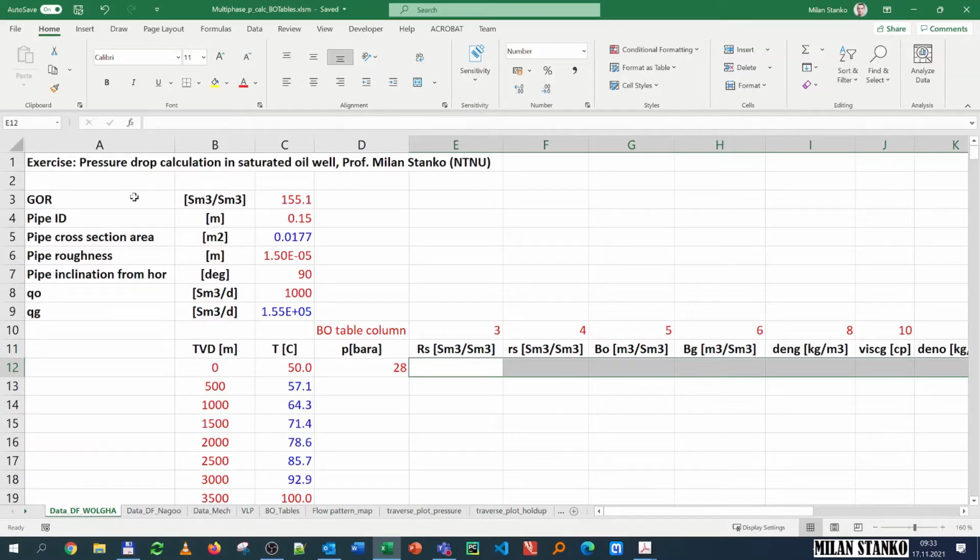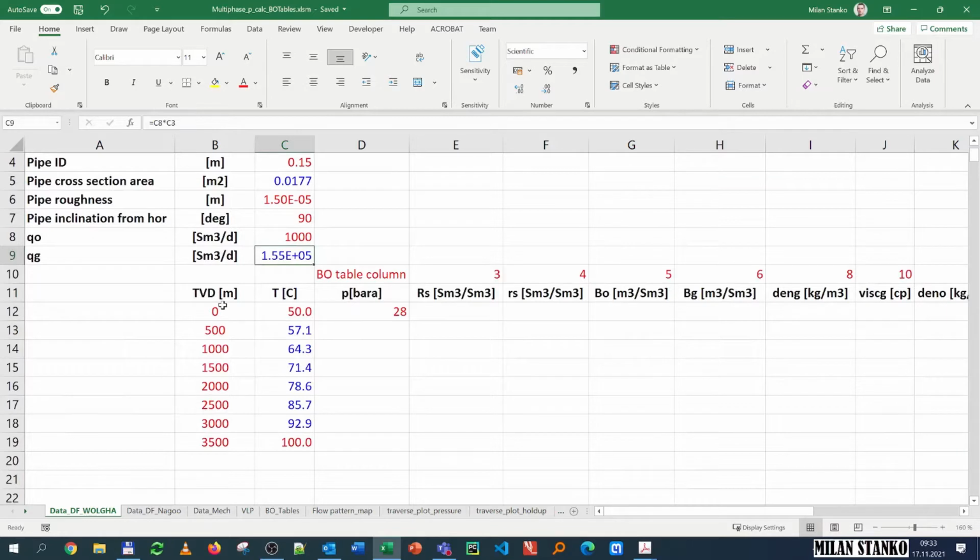So here you see is a well that is producing with this GOR. This is the internal diameter of the pipe. Cross-section area is calculated from the ID, the roughness of the pipe, inclination. We're assuming all the wellbore has the same inclination, is vertical, just to make our life simple. Rate of oil is 1,000 standard cubic meter per day, and that's the rate of gas calculated with the GOR. Then furthermore, we have divided our wellbore in segments. We are using segments of 500 meters, might be too coarse, but we want to make it short in this exercise, but later you can change and discretize a bit more this wellbore.